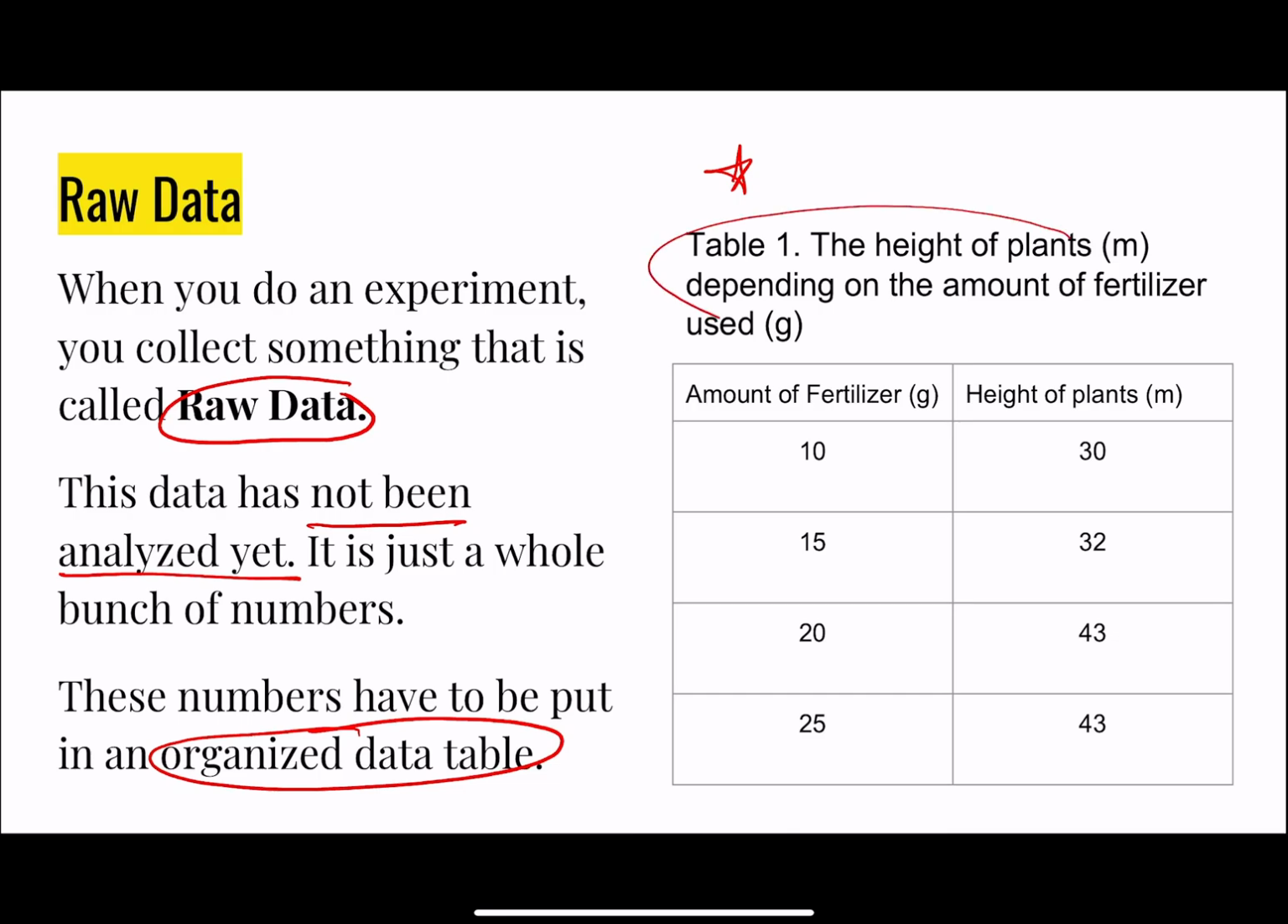You have this, which is called a figure title. We're gonna practice doing that and making papers and stuff. And then you're just gonna make your raw data into a nice little table like this one, right?